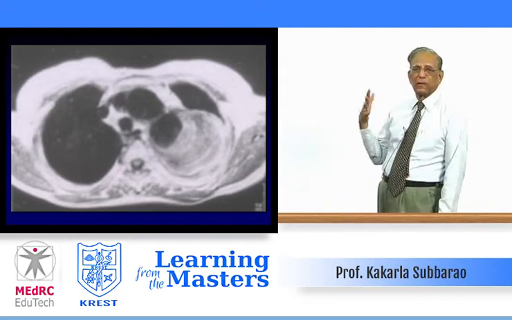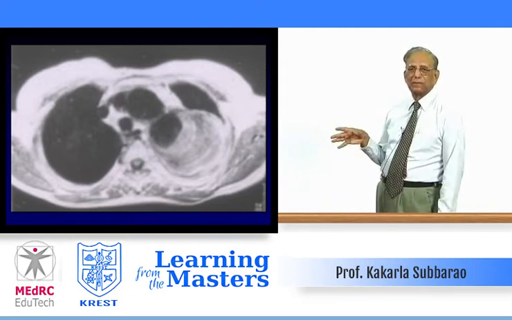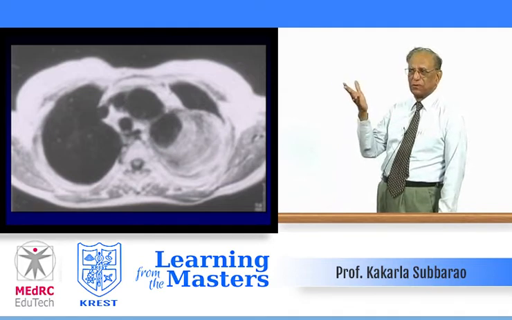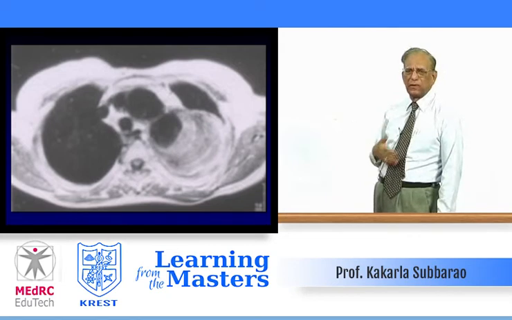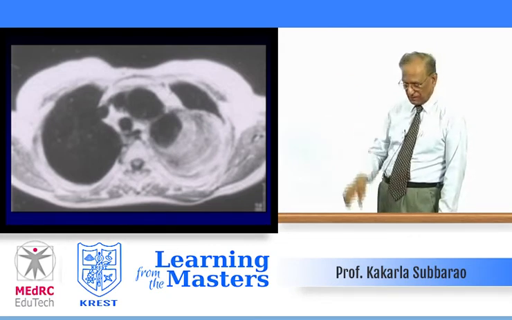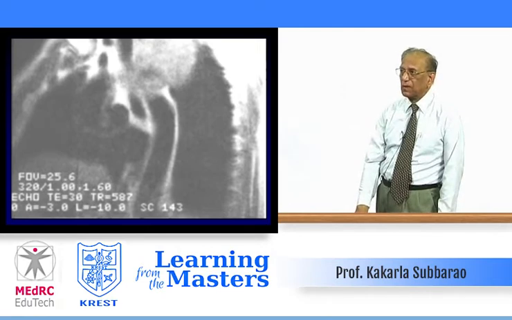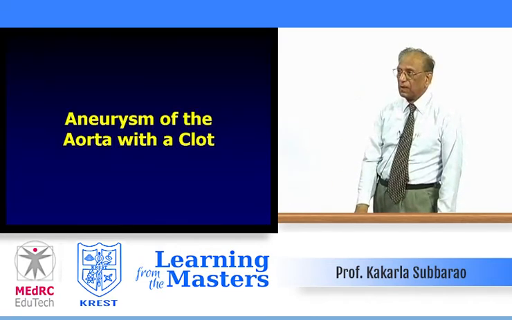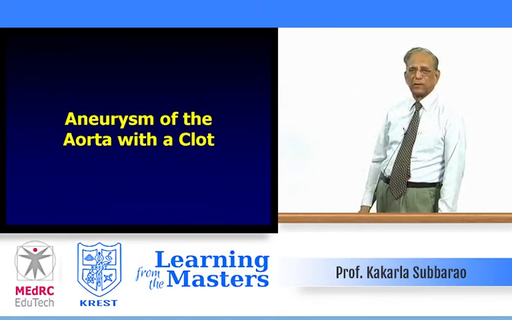And since we got the MRI for the first time in South India, it was handy. We wanted to see, and lo and behold, you can see the aortic aneurysm. You don't have to do an angiography or ultrasonography and all that. You see the clot also. Layers of clot in the lateral view. Aneurysm of the aorta with a clot.